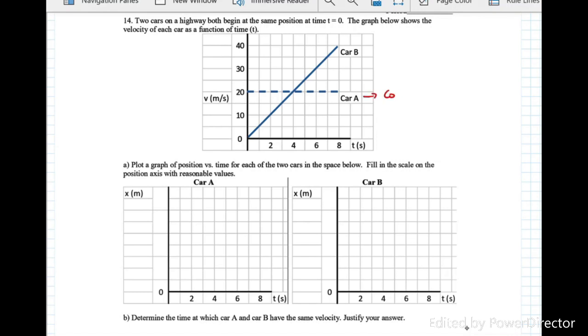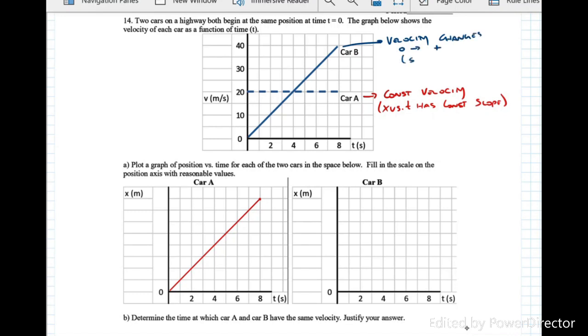So if we look at car A, it shows a constant velocity, which means it's going to show an x versus time graph that has a constant slope, which means it's just a straight line. Car B shows a changing velocity. It shows me having the velocity changing from 0 to positive, which means the slope of position versus time for that is going to start off at 0. It's going to change from 0 to positive. So I start off with a 0 slope down here, and I move up to a positive slope up here. That's an upward curve for car B, showing me that it's accelerating.